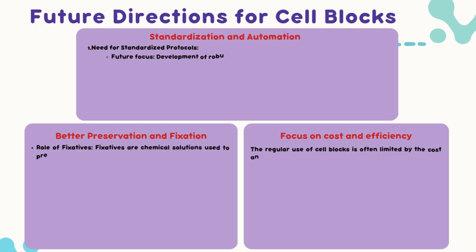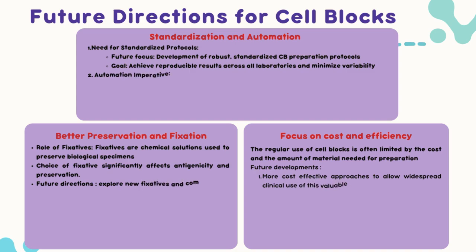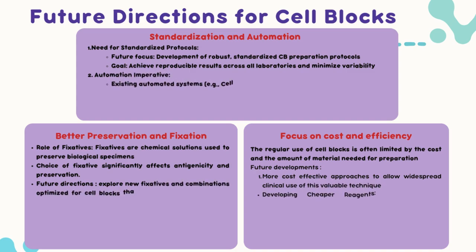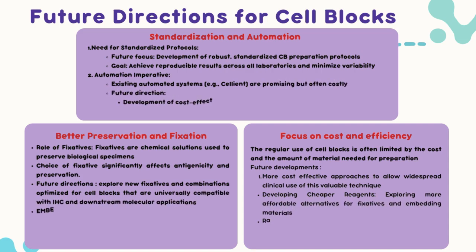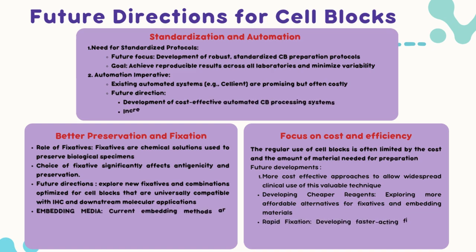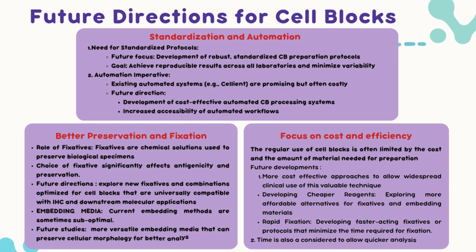To improve this technique, we need to focus on three keys, which are standardization and automation, better preservation and fixation, and cost and efficiency. First, standardization is crucial because different labs use different methods that lead to inconsistent results. Developing a standardized protocol will improve accuracy. Other than that, automation can also help, but current systems are costly. The goal is to create an affordable automated processing system to make workflow easier and more efficient.